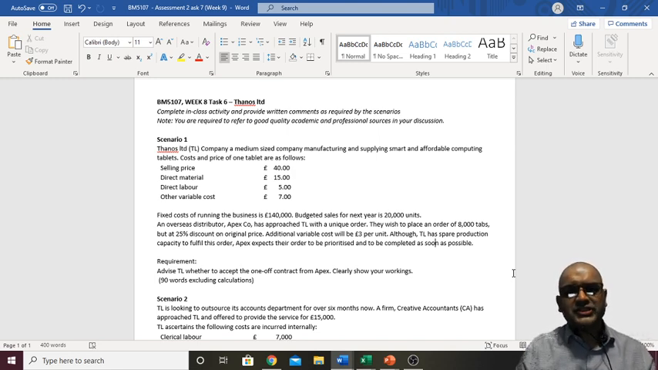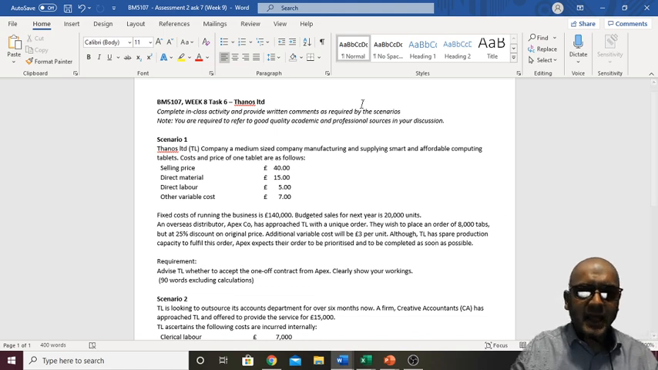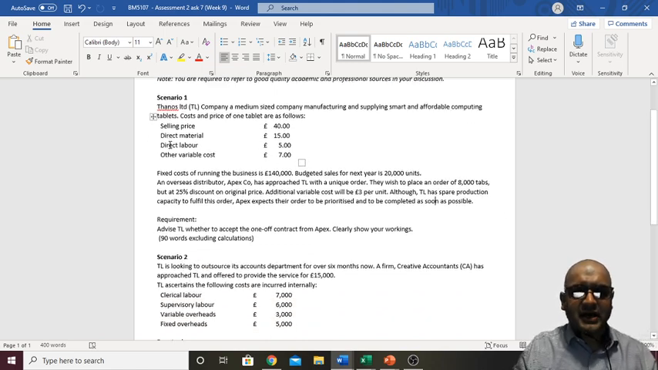We'll do the calculations together, the numerical analysis together, have a bit of discussion, and then your job is to conduct further reading, research and write the analysis. Okay, let's dive into it. So Thanos Limited, the first scenario.